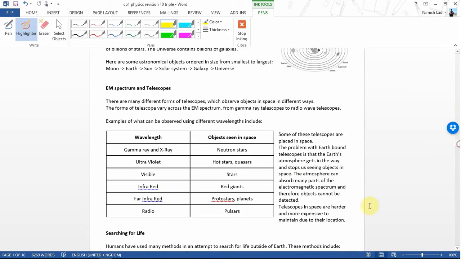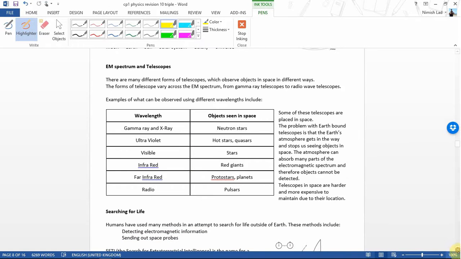Different telescopes can pick up different stars. Now you don't need to know that in a lot of detail there. But just know that we use different wavelengths because they allow us to see different things in the night sky.